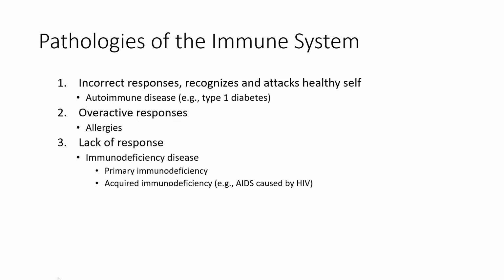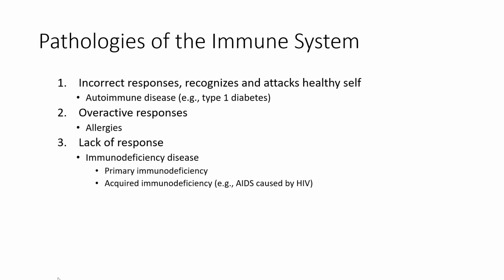When the immune system doesn't function correctly, we have a pathology. And we can classify pathologies of the immune system in one of three ways. First, we can have incorrect responses, like we recognize and we attack healthy cells instead of unhealthy. Typically, this is what we would call an autoimmune disease. Example of that is type 1 diabetes, in which we fail to produce insulin because the body attacks beta cells in the pancreas and destroys them.